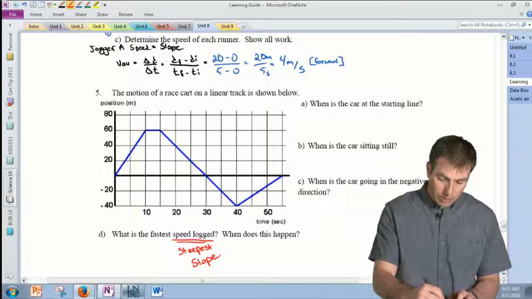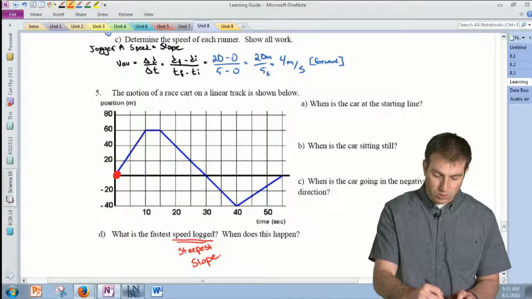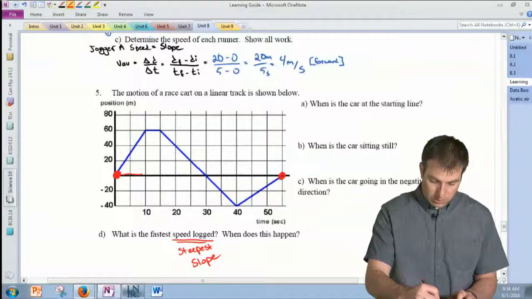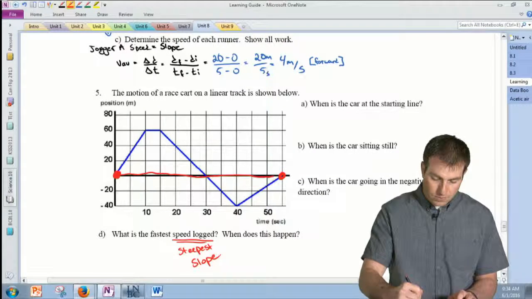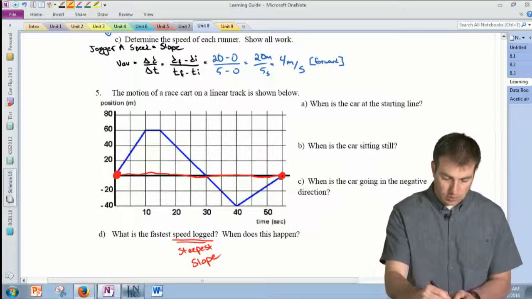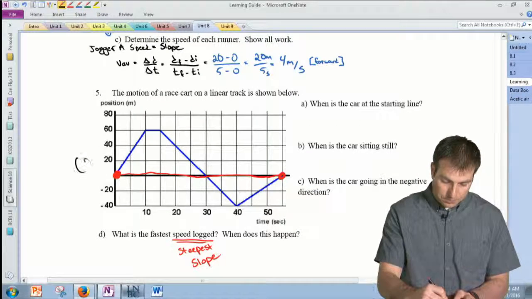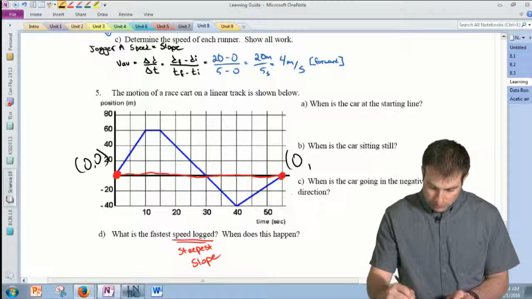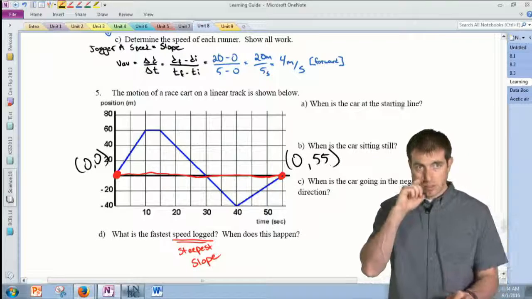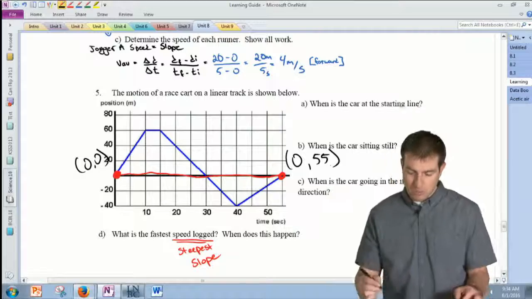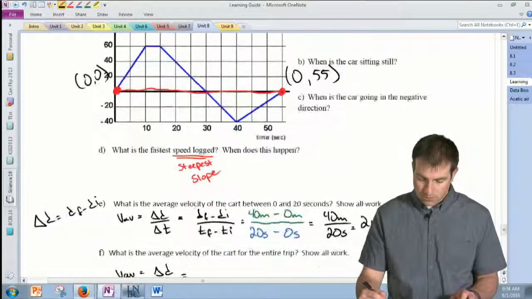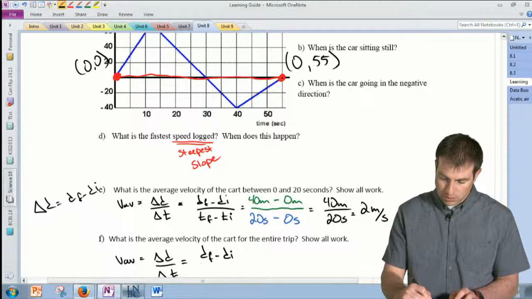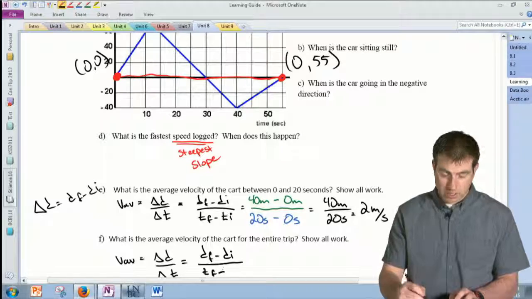Maybe not strange. I'm going to do the same process. It asked for the entire trip, so the trip started here and it finished here. And then I'm going to draw a line from one point to the other. And then I'm going to label my points just like I did before. So this is 0, 0, and this is 45, 55. All right. Now I'm going to plug these into my slope formula, which is going to look a little bit strange. So we're going to go d final minus d initial over t final minus t initial.